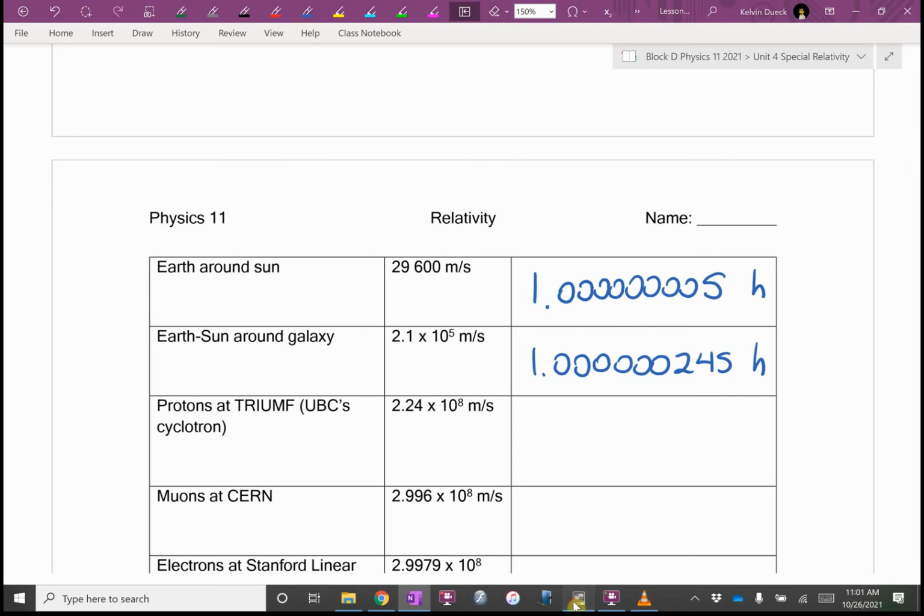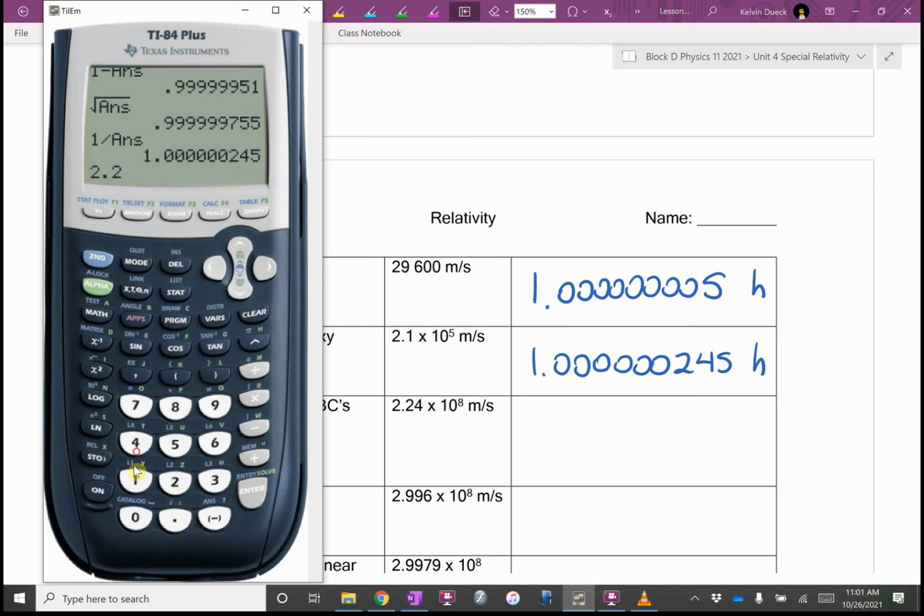Okay, so let's put that in. 2.24, scientific notation button 8 divided by 3, scientific notation button 8, squared, 1 minus answer button, 0.44, square root, answer button, and then 1 divided by answer button. And I get, for every hour the protons experience, the people in the particle accelerator room experience how many hours? It's almost 1.5 exactly.